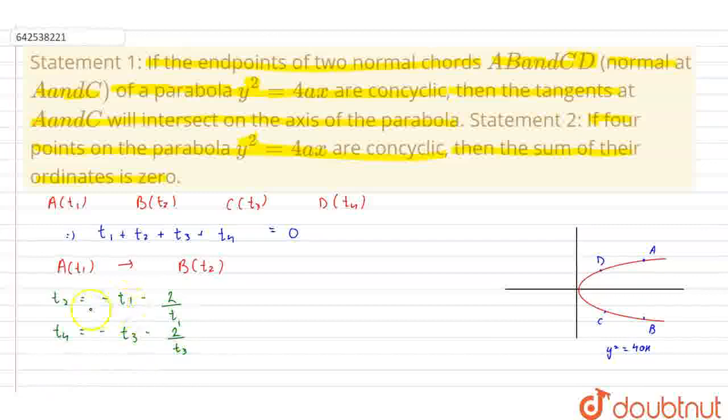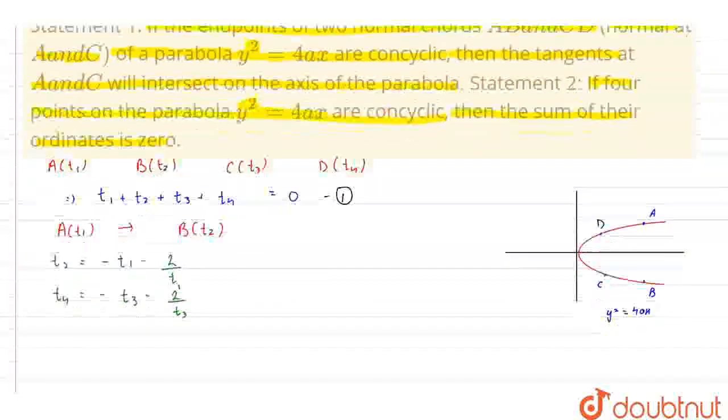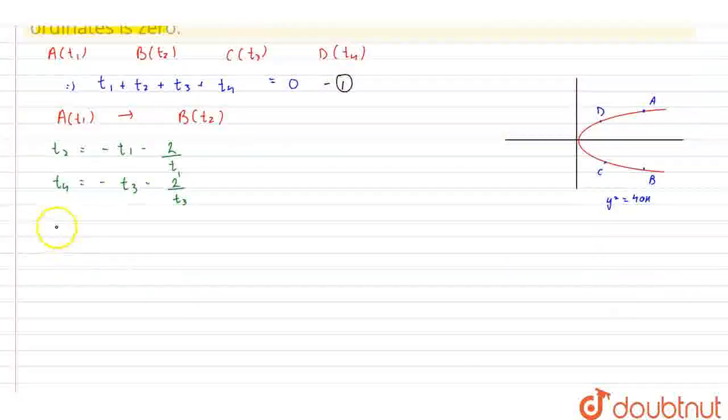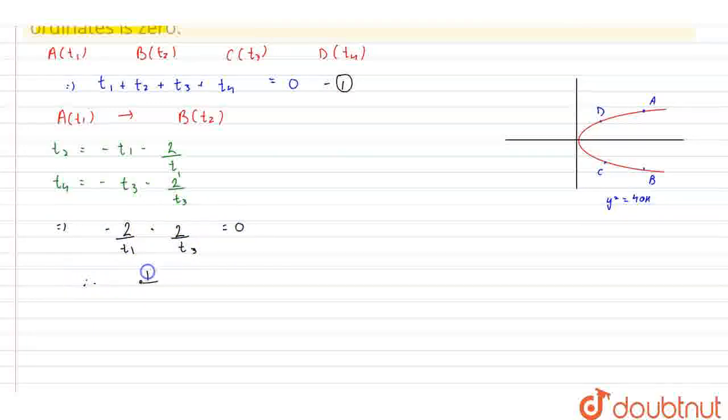Now putting the value of t2 and t4 in this equation 1, we'll get minus 2 upon t1 minus 2 upon t3 is equal to 0. Therefore, 1 upon t1 plus 1 upon t3 will be equal to 0. Now multiplying this equation by t1 t3, we get t1 plus t3 is equal to 0. So let this be the second equation.